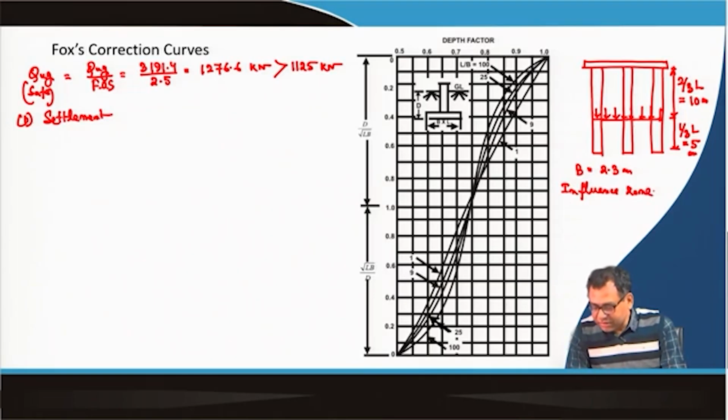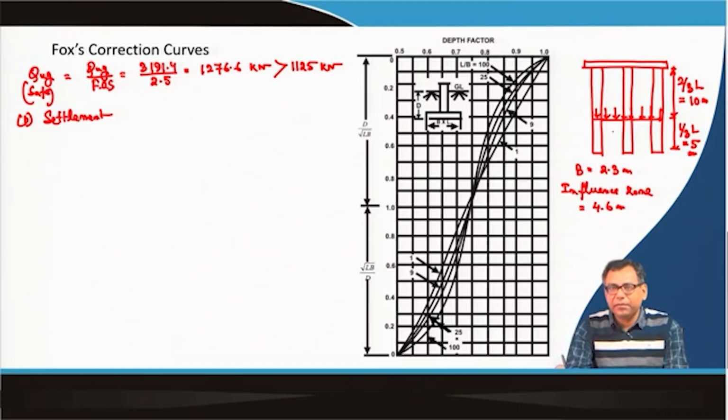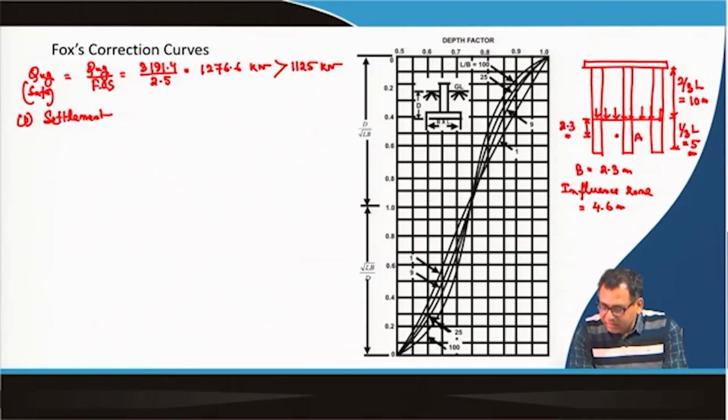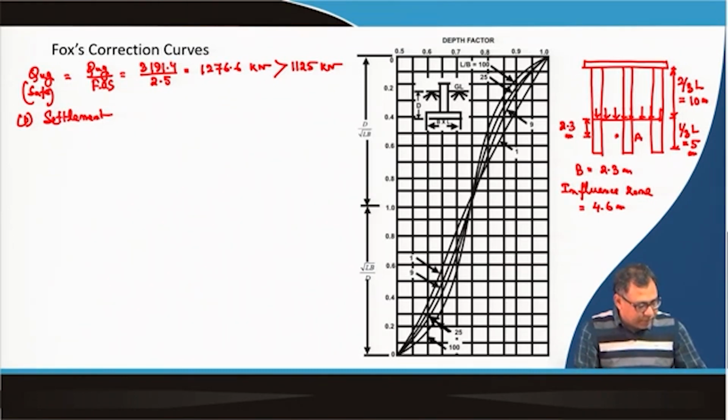For the settlement calculation will be 4.6 meter from the raft. So, that is within the pile group itself for this particular case. So, this will be 4.6. So, we will take a point for our settlement calculation A, which will be half of that 4.6, that means 2.3 from the base of the raft, because it is similar as the shallow foundation design or raft design.